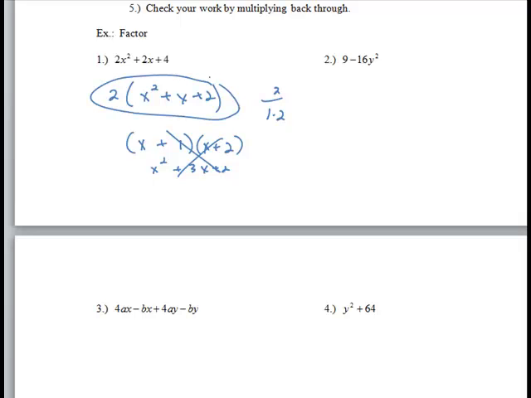So we're done at this point. It would not be considered prime, this problem, because factoring out a greatest common factor is factoring. Prime means you cannot do any factoring whatsoever. So once we factored out a greatest common factor, we're done. That's all the factoring we can do.